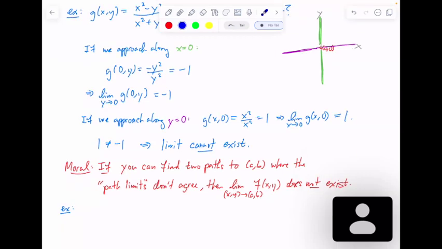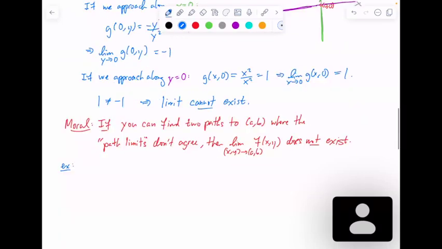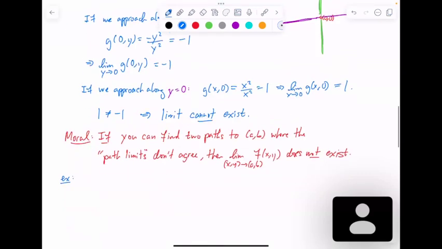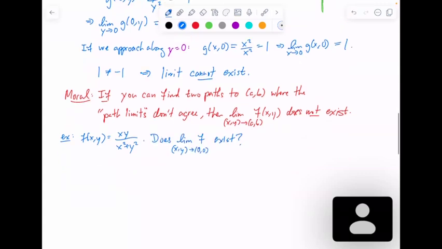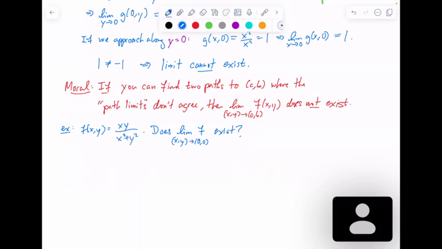All right, so let's take a look at the following. We have the same situation here. Let f of xy be the following: xy over x squared plus y squared. Does the limit exist as xy goes to 0, 0? So in this case, what happens when you plug in x equals 0, y equals 0?